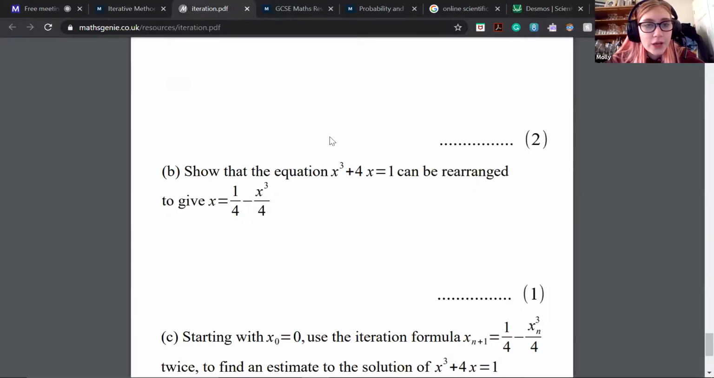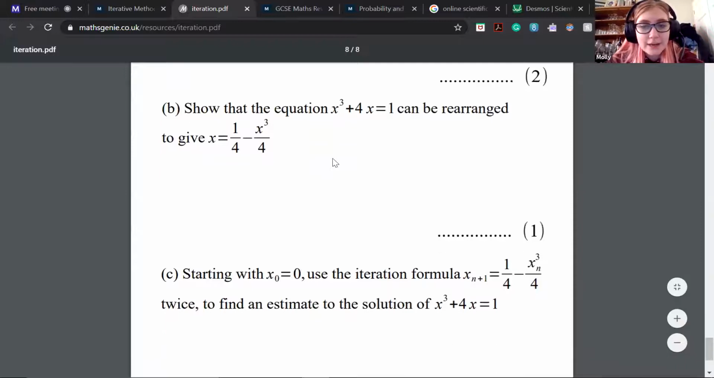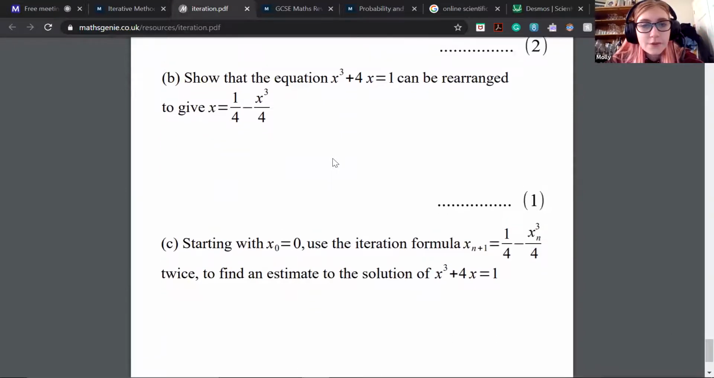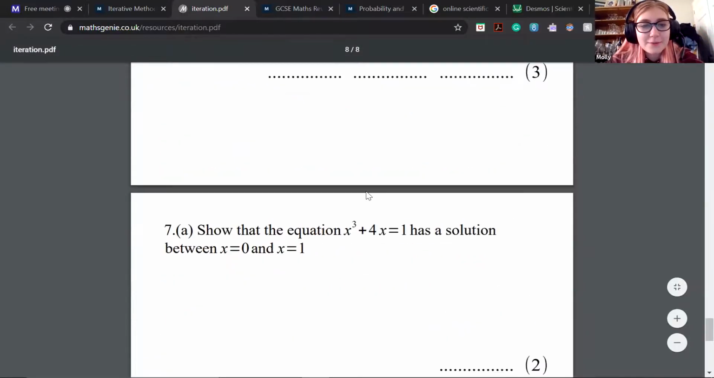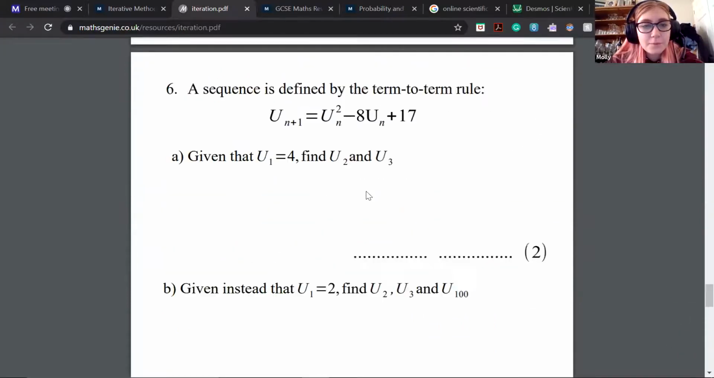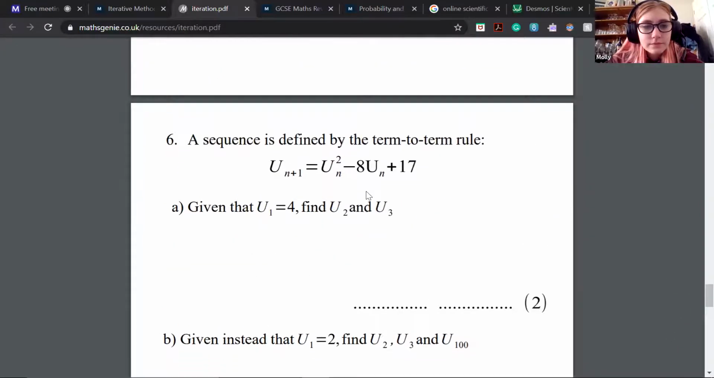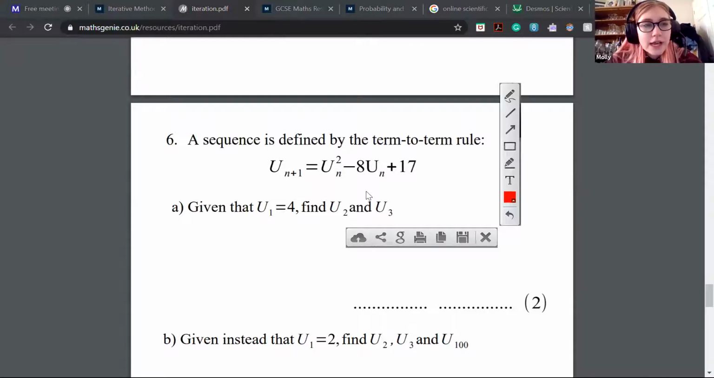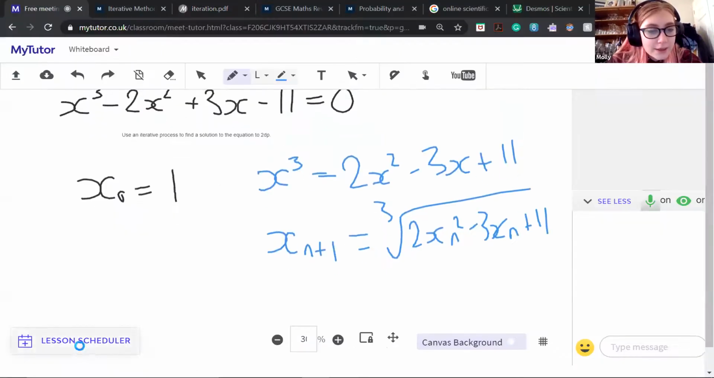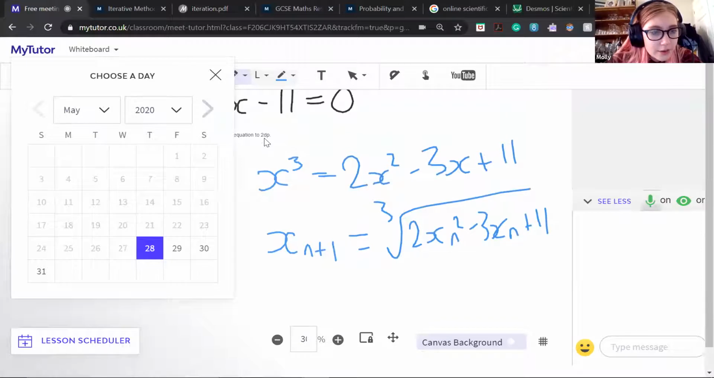Now let's have a quick look at questions more like this. There is a question like this about the iterative formula. Sometimes I think the most confusing thing about these can be the notation.